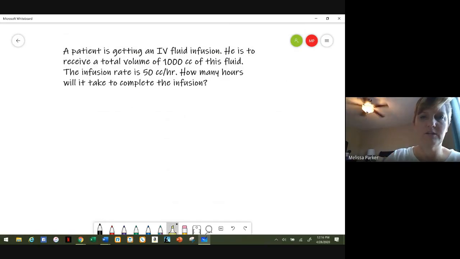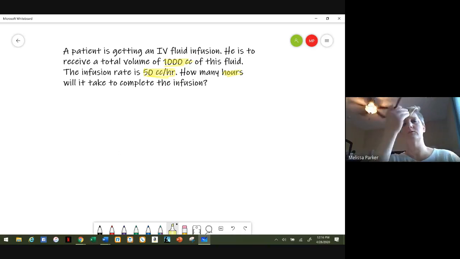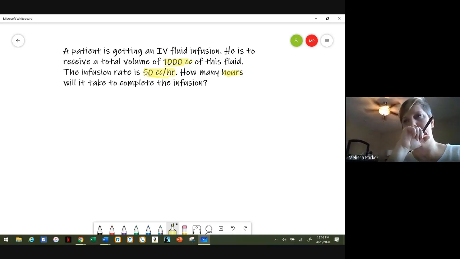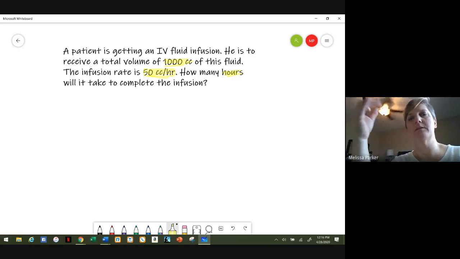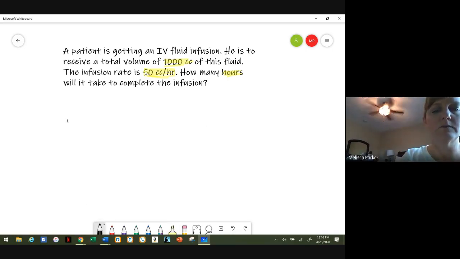Okay, so now we have a patient, they're getting an IV infusion, and they need to receive a total of 1,000 cc's for the whole day. And the infusion rate is 50 cc's an hour. How many hours will it take to complete the infusion? So we want to know, if the doctor prescribed that the patient was going to get that certain volume, and if we set the pump to run at 50 cc's an hour, when would it finish? That's basically what they're asking. Okay, so we're solving for hours.